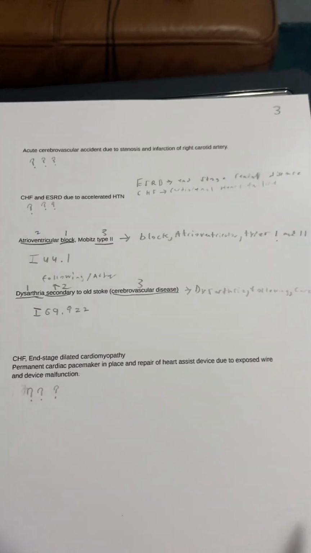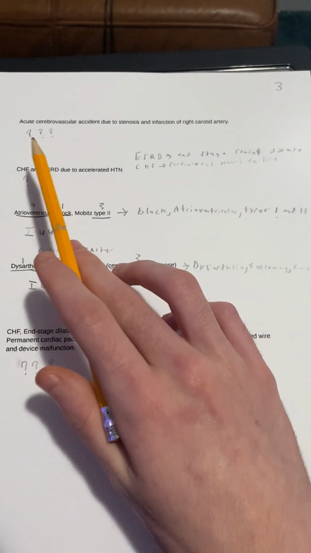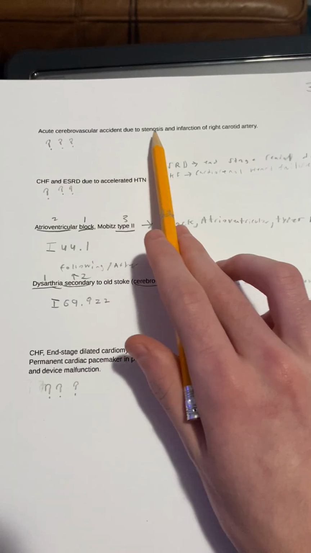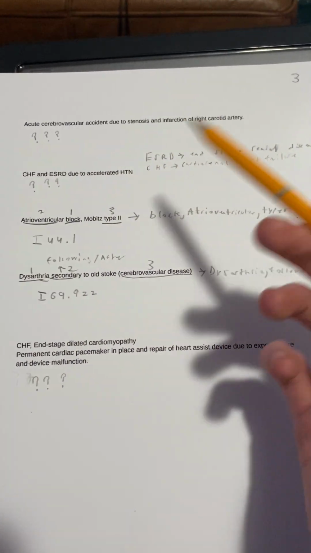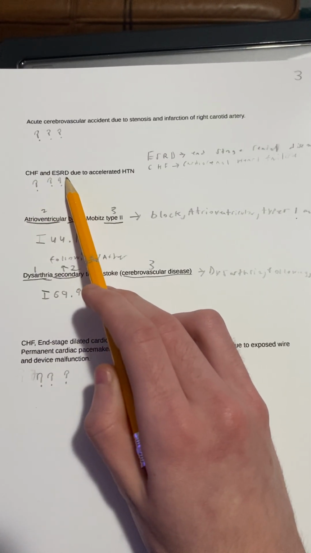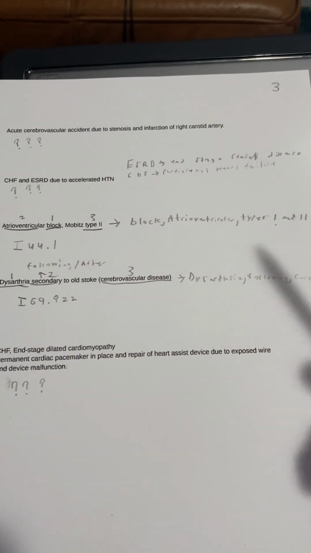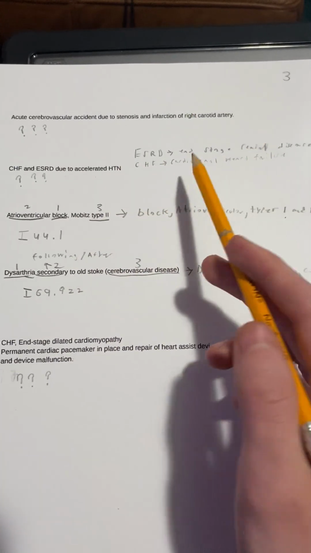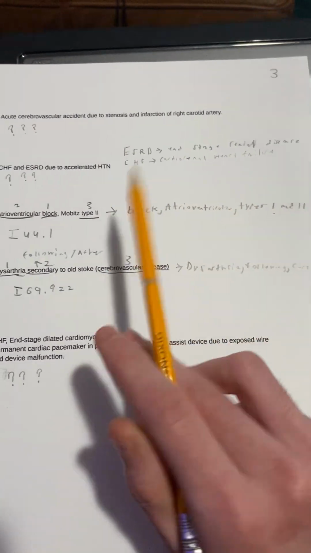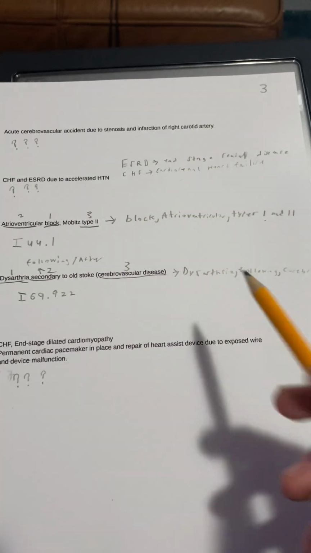These are the ones that I struggled with, at least in chapter 27. The acute cerebral vascular incident due to stenosis and infarction of artery, I was just lost, I didn't know. As for CHF and ESRD due to accelerated hypertension, I was lost a little bit, but I do know that it stands for end-stage renal disease and then cardiorenal heart failure. I don't remember what this means, but I need to figure it out.